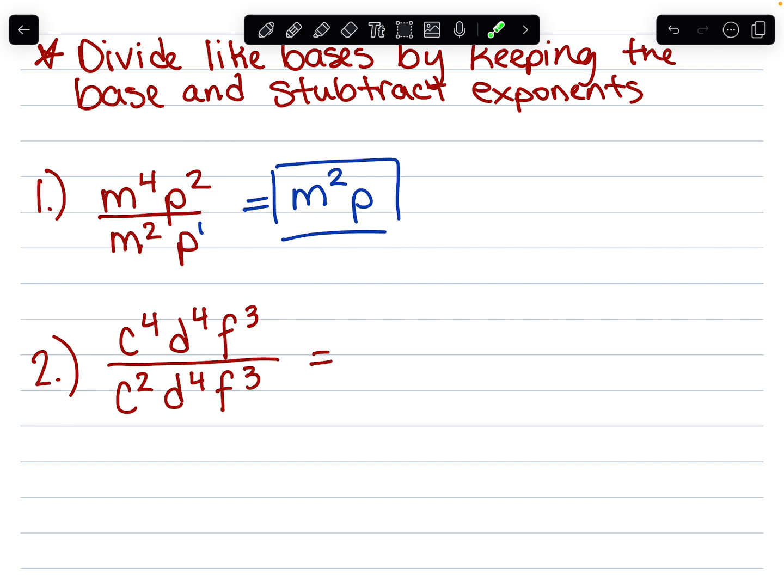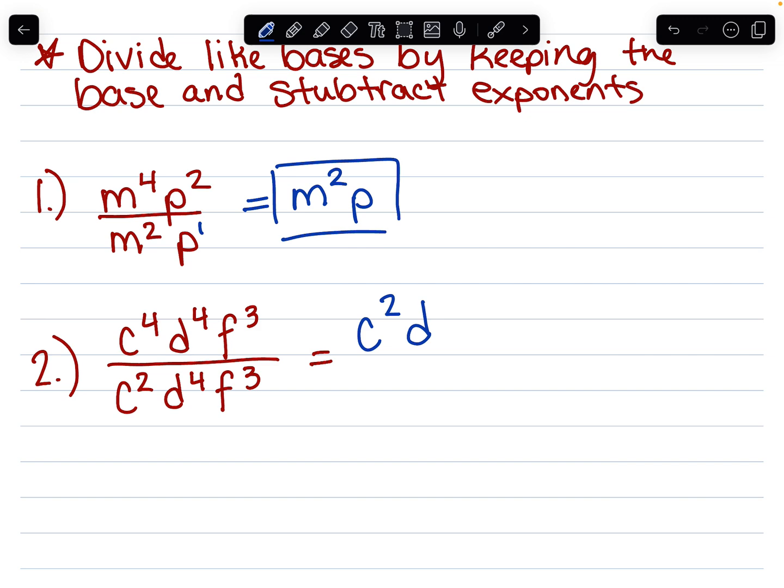Did you think we were going across this way? Yeah. So, right. Only you're subtracting things that have the same base, right? So both of these have m, so we subtract 4 minus 2. So here, right, we look at both things that have c, and what are we subtracting for our exponent? 4 and 2. 4 minus 2. So we get c to what power? 2. The second.